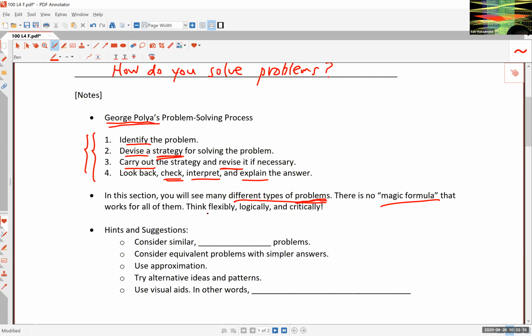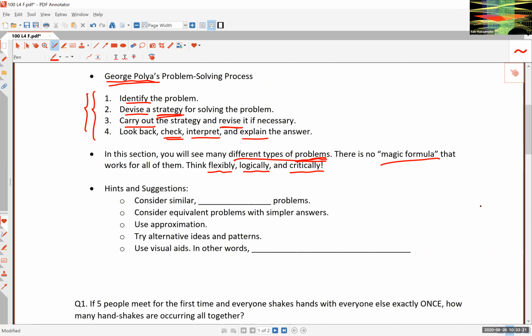Here's the idea: flexibility, logic, critical thinking, right? So think flexibly, logically and clearly, critically. Hints and suggestions, all right? So if you have a hard problem, try to consider something simpler.